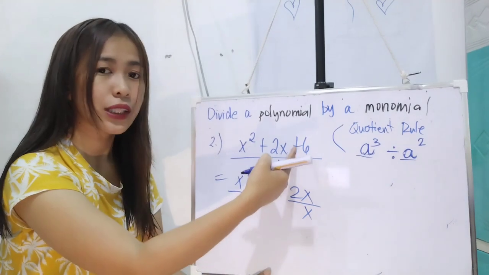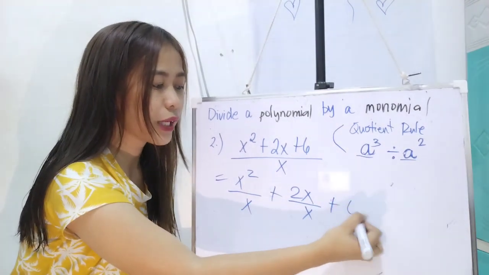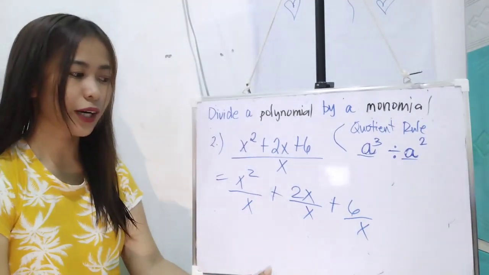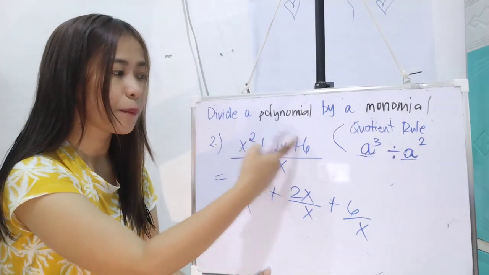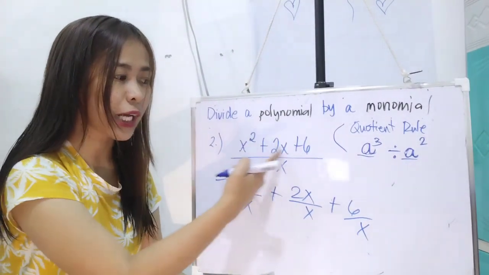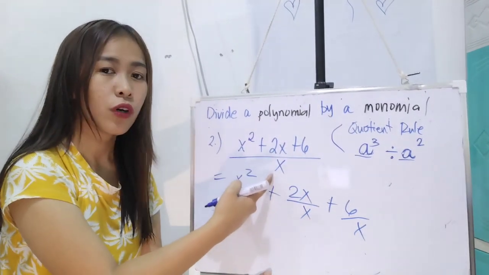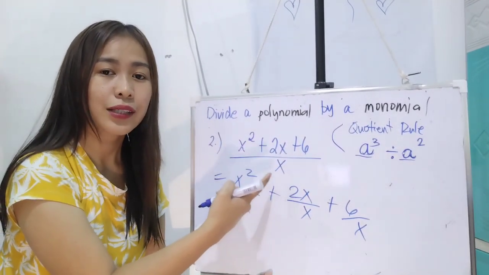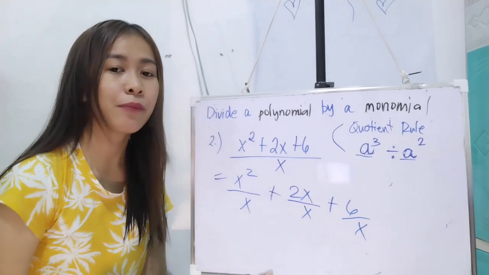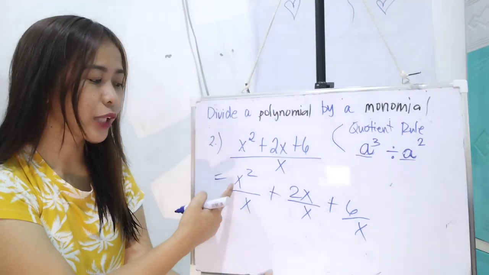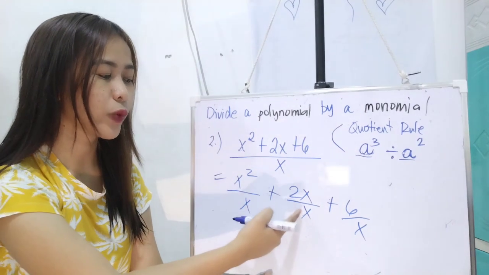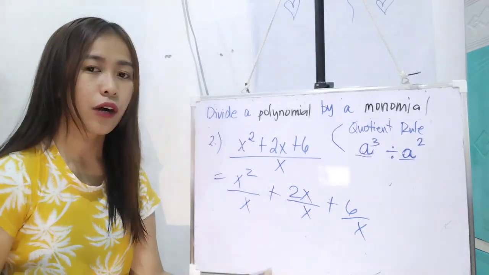And then 6 as well. So, plus 6 divided by x. Okay? So, all the terms of this polynomial, this is a trinomial, are divided by the monomial below, or the denominator. So that is why we have x squared over x plus 2x over x plus 6 over x.